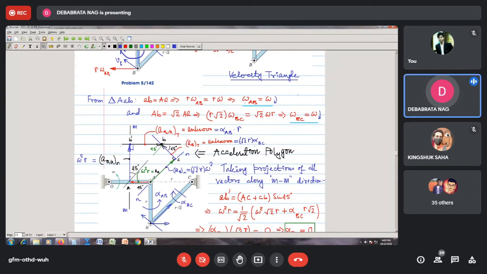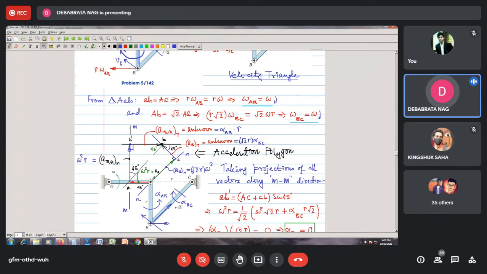Since this is an unknown, I choose this MM line, which is the vertical line here, as a direction, and I try to find the component of these vectors in this direction. That means I will find the component of this vector and this vector in the MM direction, which should be equal to the component of the remaining vectors in this direction.